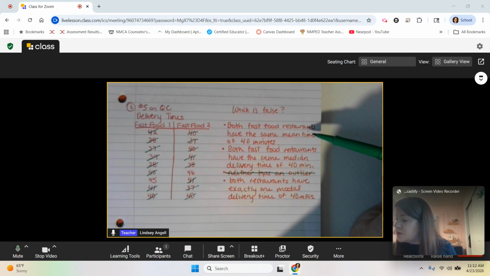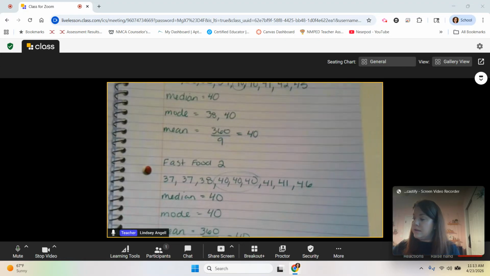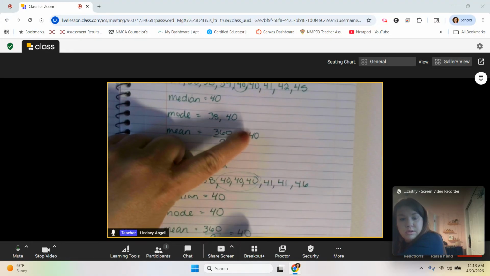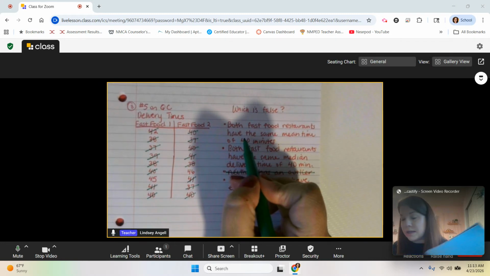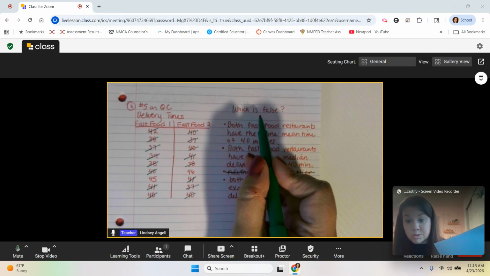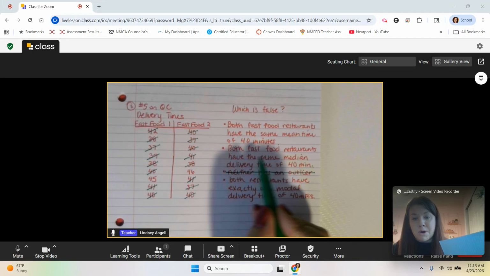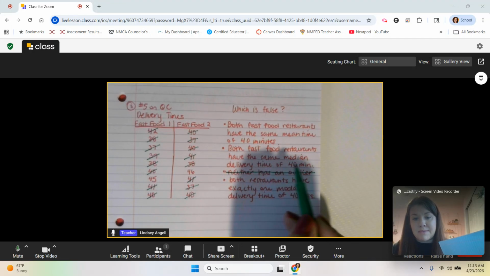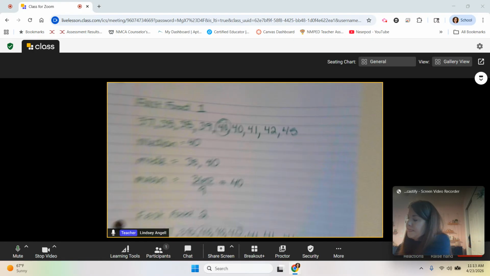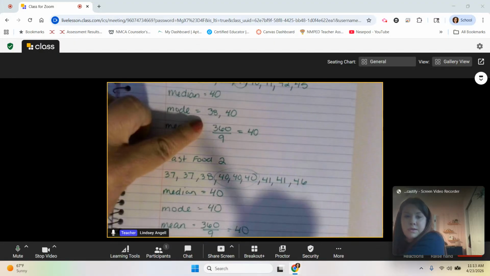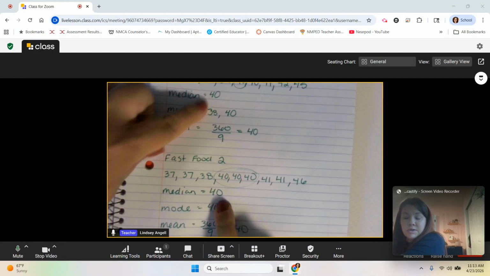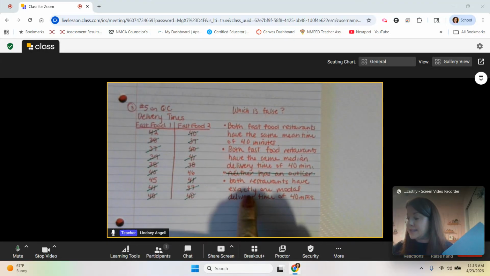Both fast food restaurants have the same mean time of 40 minutes. Well, look at that. That's true. They both had a mean of 40. So that one's probably not going to work, right? We're looking for which one is false. Both fast food restaurants have the same median delivery time of 40 minutes. Well, median delivery time, 40 minutes. I'm sorry. Median, both of those medians are 40. So hopefully it's this last one.